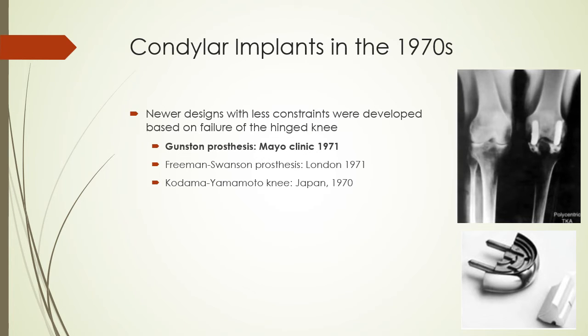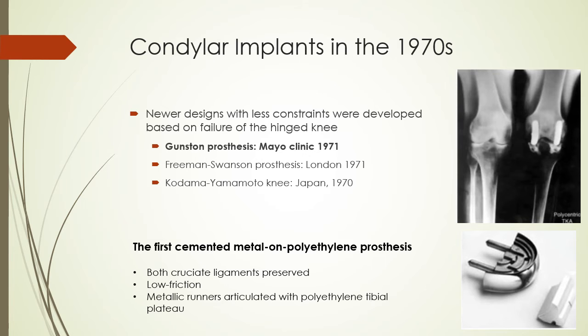If we take a look at the early condylar implants, the Gunston prosthesis was the first cemented metal-on-poly prosthesis. It's essentially a resurfacing of the joints with metal runners on the femoral condyles articulating with a poly tibial plateau. It's a low friction design, and both cruciate ligaments were preserved with the design, so it's an anatomic approach.